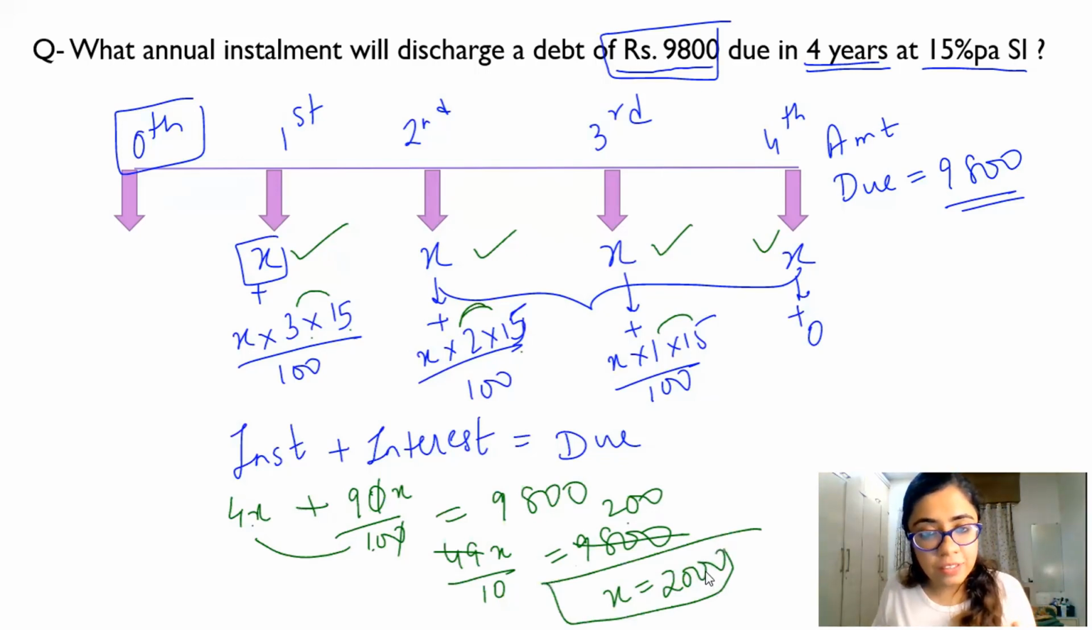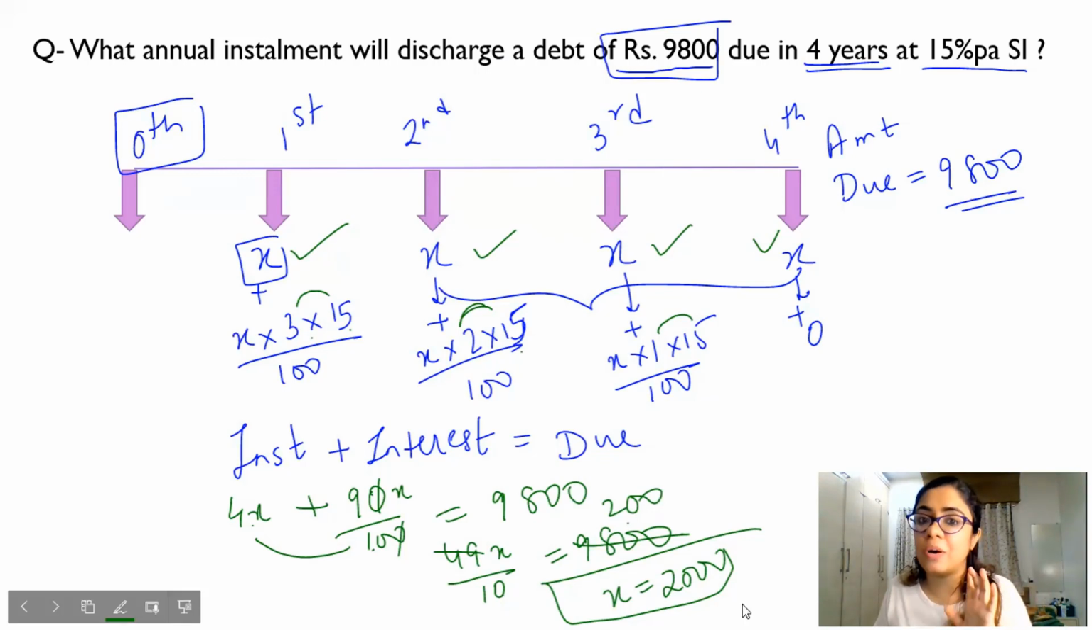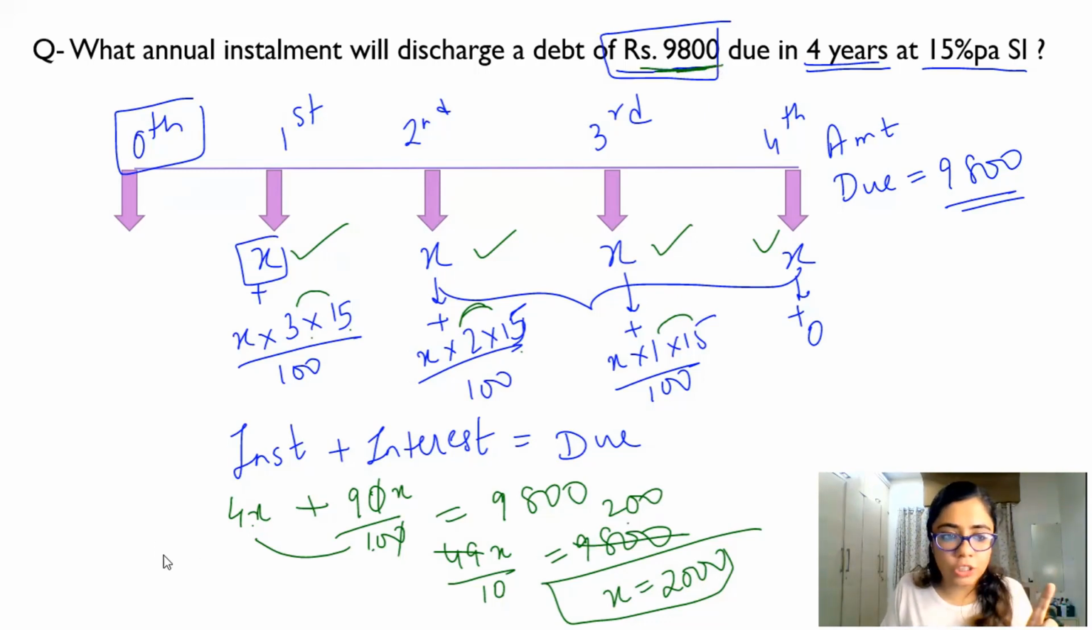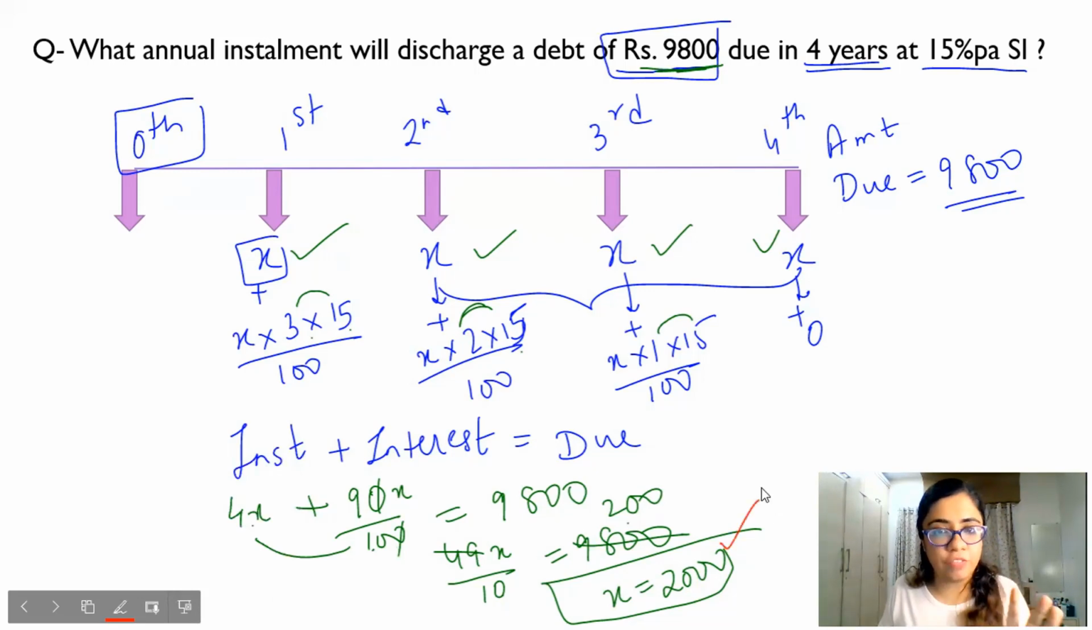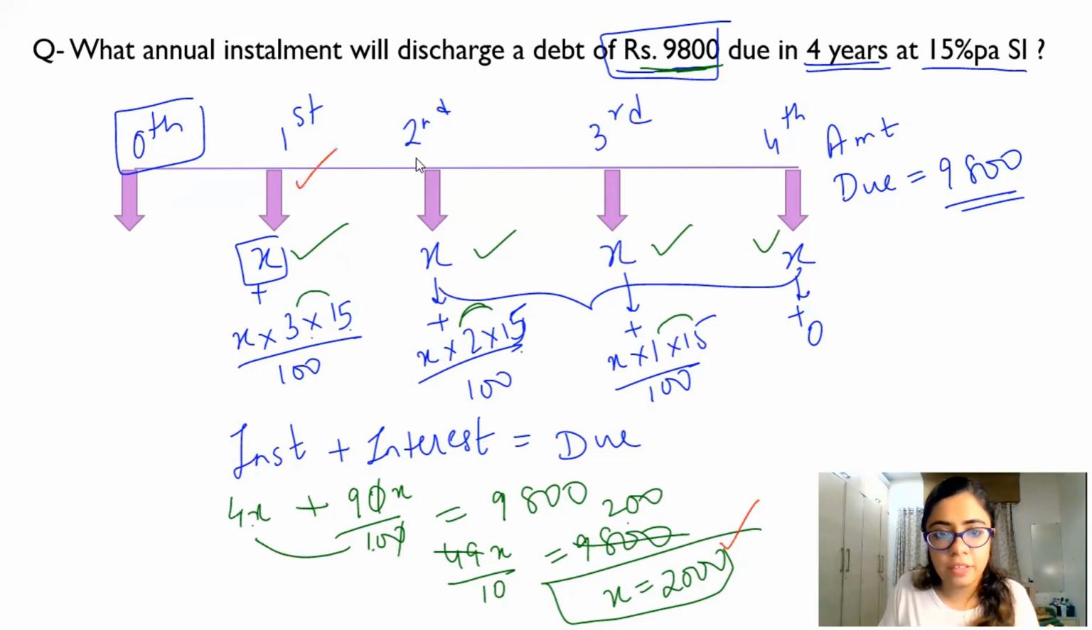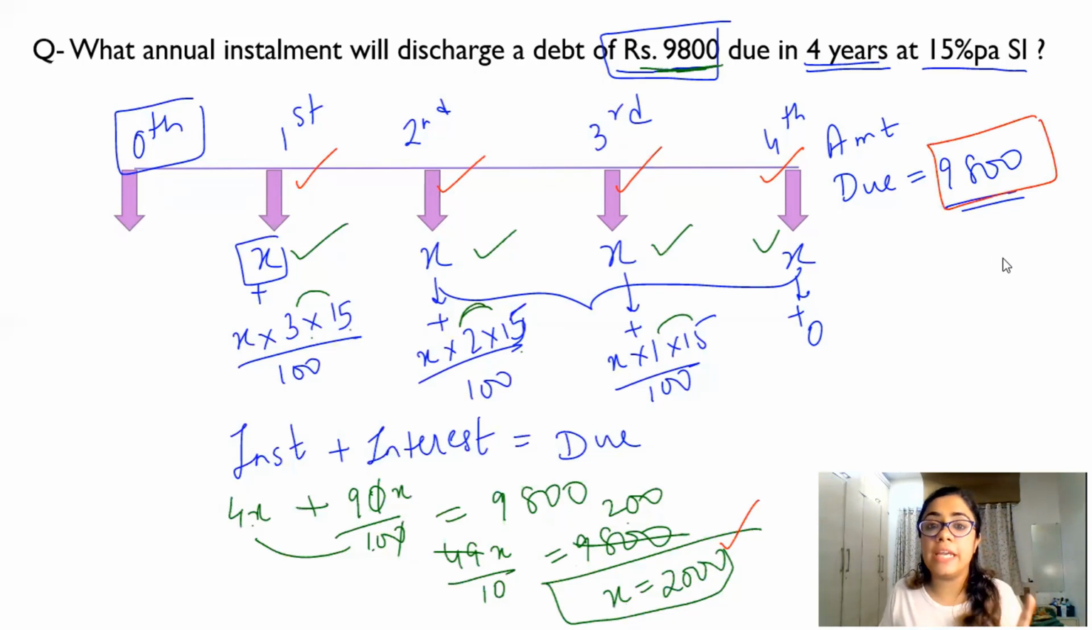So every year, at the end of every year, you are paying an installment of 2,000 rupees, and still you are discharging a debt of 9,800. Now think logically. If you are paying 2,000 at the end of every year, that is 2,000 at the end of the first year, 2,000 at the end of the second year, 2,000 at the end of the third year, 2,000 at the end of the fourth year. So you are paying a total of 8,000 only, but you are able to discharge a debt of 9,800.